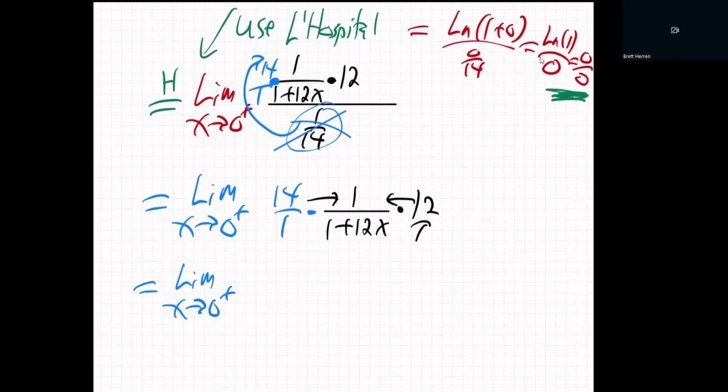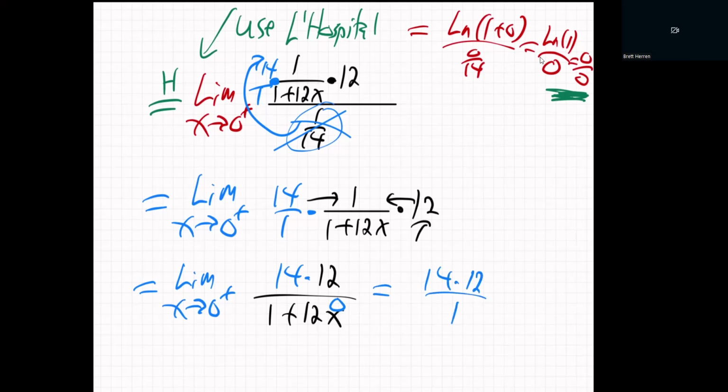Limit as x goes to 0 from the right. So that'll be 14 times 12 on the top over 1 plus 12x. Now, let x go to 0. Boom, x goes to 0. So then this is just 14 times 12 over 1 plus 0, which is 1. This is just 14 times 12. Now, careful, we're not done.